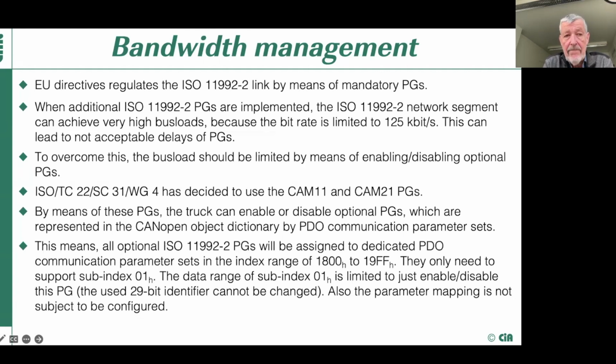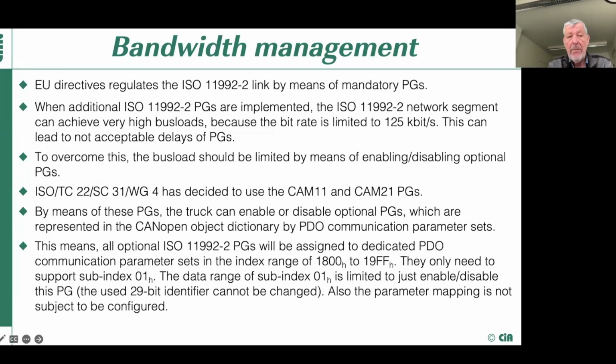So this means we also limit it to 125 kilobits because of the physical layer. And we can't change this because all the trailers should be interoperable between all trucks, so we can't have different bit rates there. And of course, in the end, we have unacceptable delays of parameter groups in the first segment, and then some functions may not be performed properly. To overcome this, the bus load should be limited by enabling and disabling optional PGs, meaning optional functions.